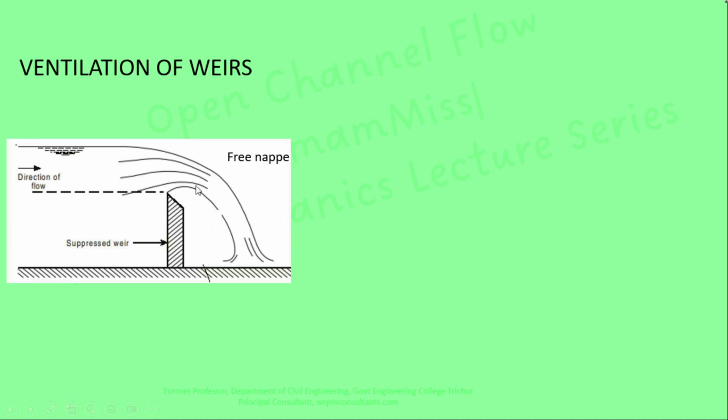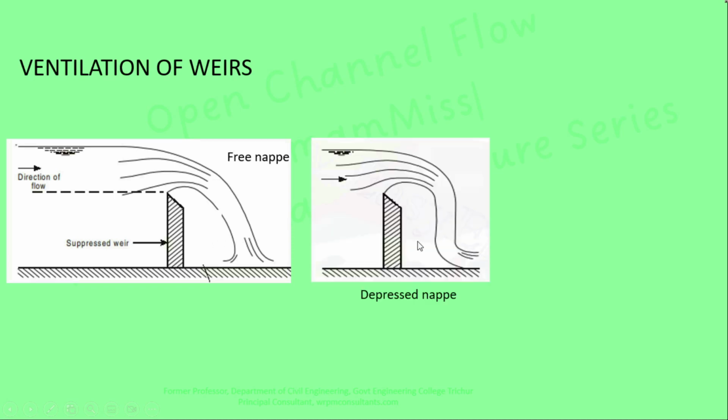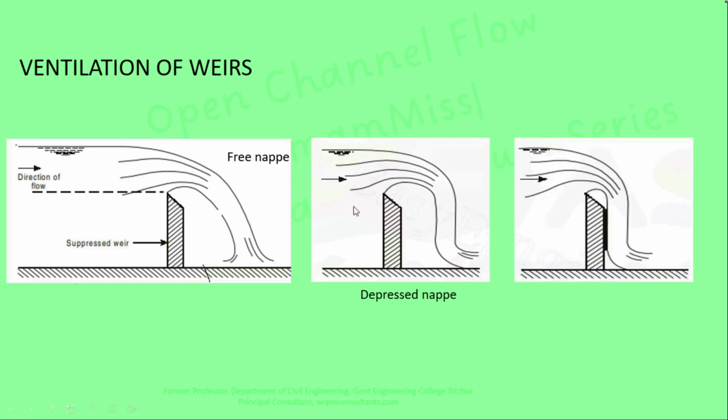At that time the nappe moves towards the weir wall. Since pressure here is below atmospheric pressure, the discharge flowing is more than the computed discharge. Finally, it becomes negative pressure, which leads to cavitation, and the nappe moves toward the weir wall. Due to the close contact between the weir wall and the water, the weir wall gets eroded and damaged. This is called a clinging nappe.